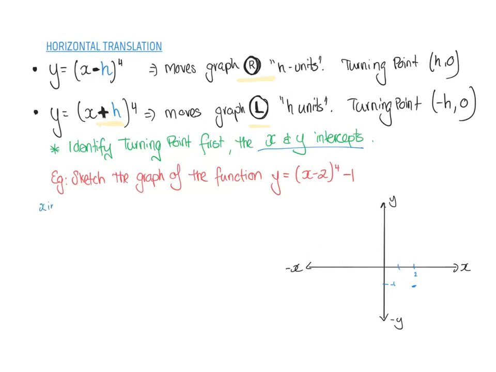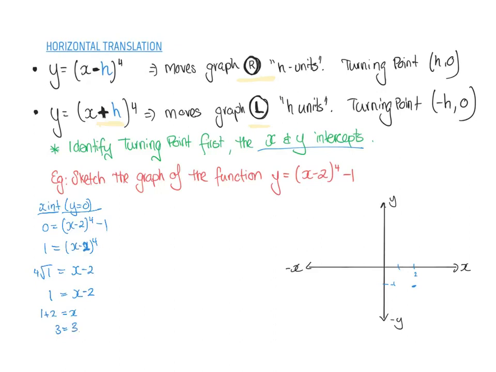So the x-intercept is when y equals 0. So 0 equals x minus 2 to the power of 4 minus 1. Bring the 1 to the other side, x minus 2 to the power of 4 equals 1. So do the fourth root of 1. You're not going to get ones you can't do without a calculator, so that's 1, x minus 2. So 1 plus 2 equals x. So we've got an x-intercept of 3.